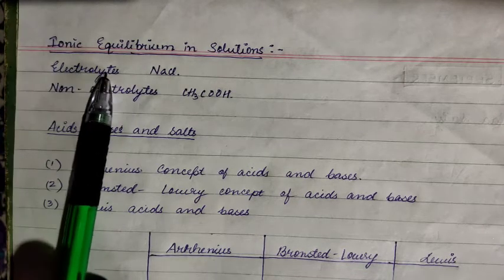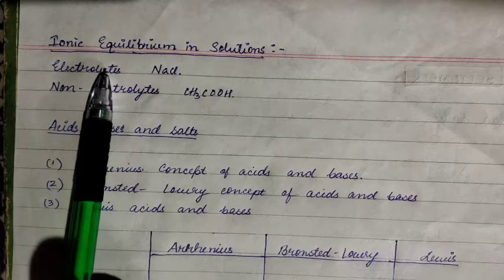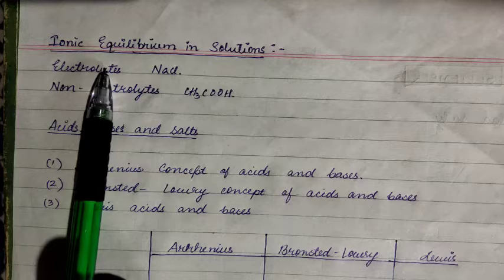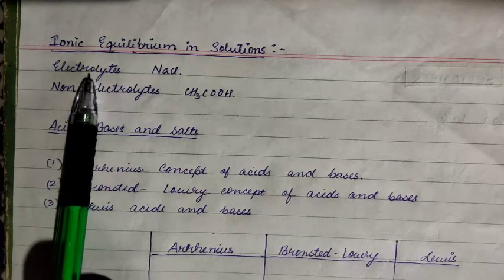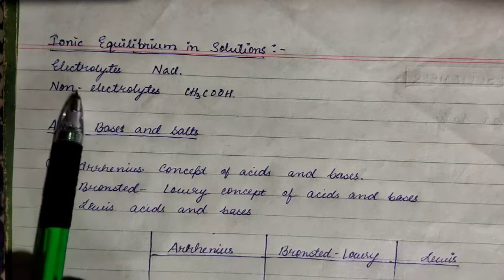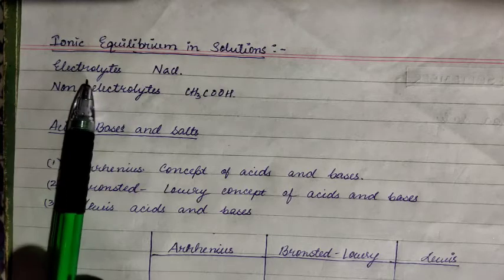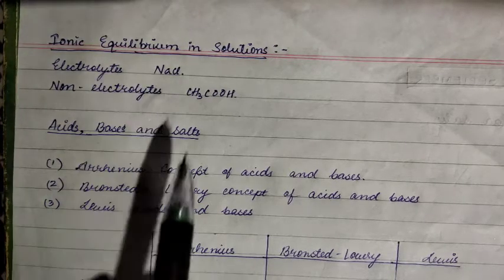Now, what are electrolytes? Those substances which can dissociate or break into their ions completely, getting dissolved in the water completely, are known as the electrolytes. And those substances which will not dissociate or break down into ions in water are known as non-electrolytes. An electrolyte example is sodium chloride.